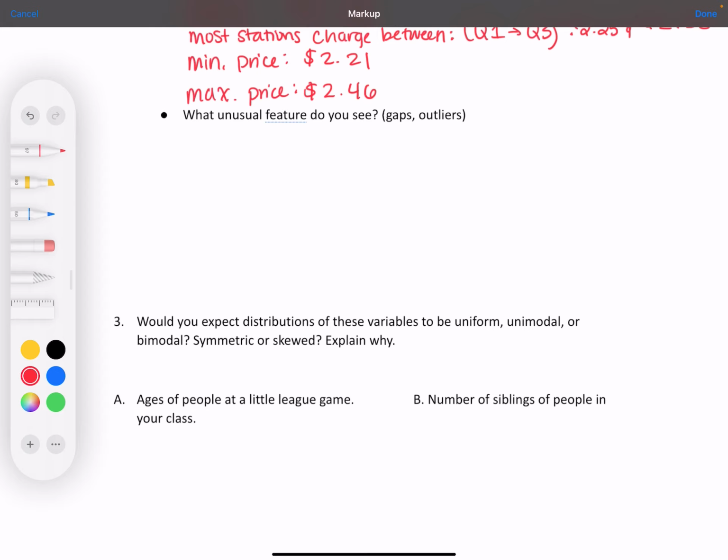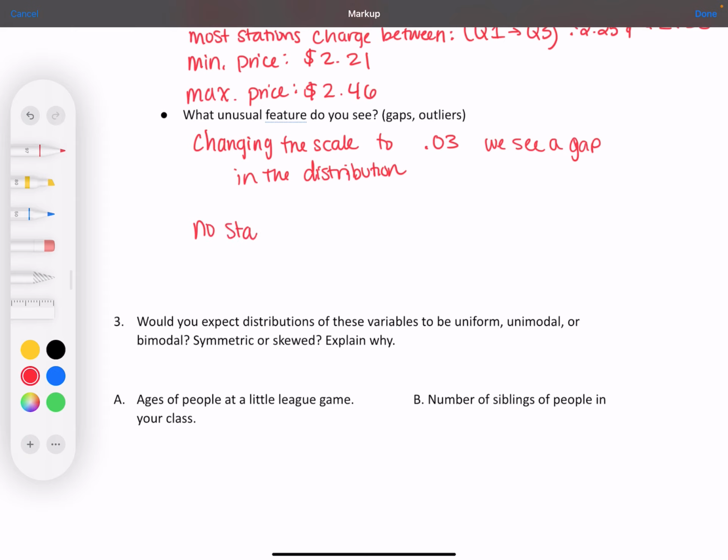Okay, so, unusual features. We don't really see anything initially, but when we change the scale to 0.03, we see a gap in the distribution. And that's that no station charged between $2.39, I think we decided, and $2.44 per gallon. So nobody charged that amount. Does that make a little more sense? A little bit. Okay. All right.